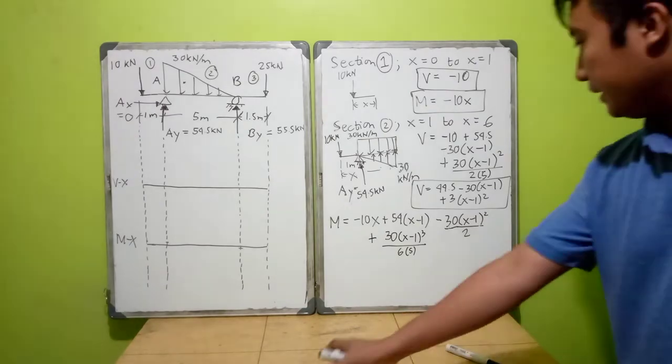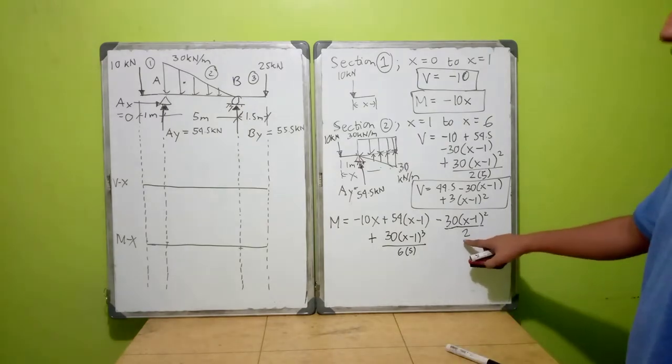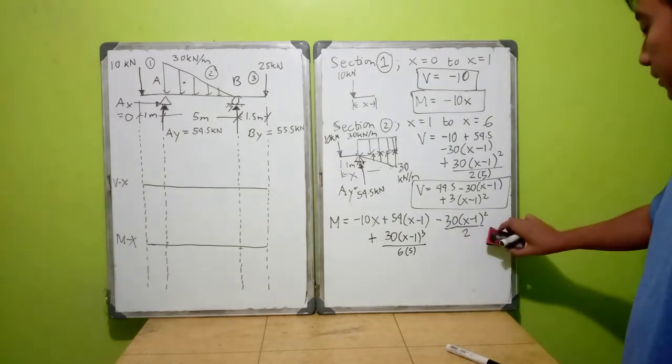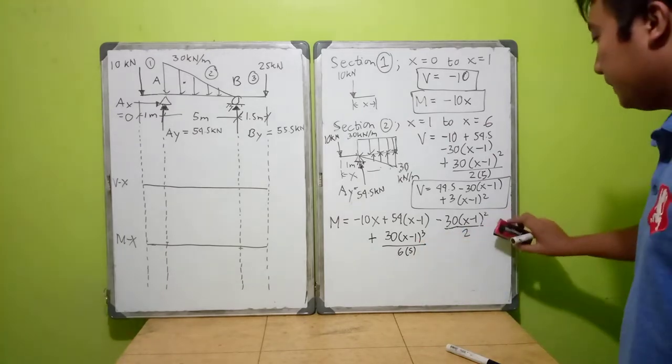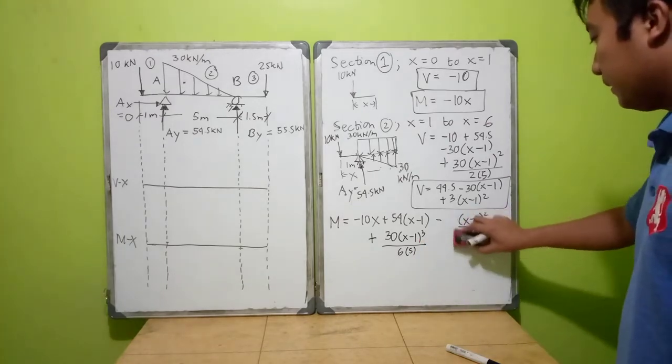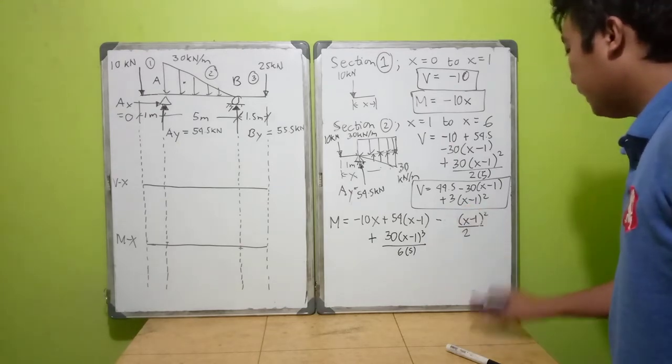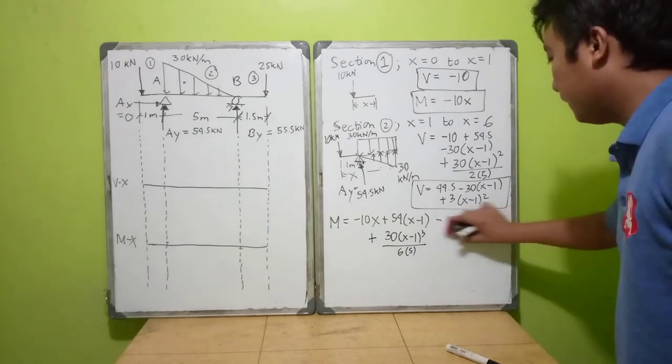Maybe let us rewrite it directly so that we can conserve space. So this is 15 times (x minus 1) squared.